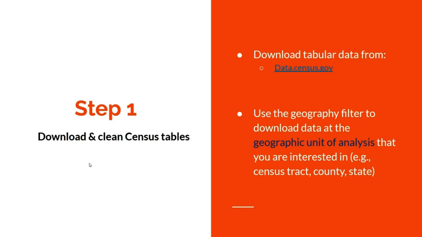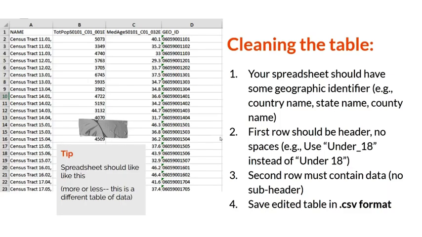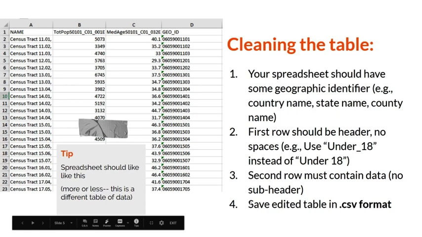steps briefly, and you can screenshot this and come back to it later on, but we'll be using data.census.gov. And we'll be filtering using the geography filter to limit our data to census tracts. And remember the cardinal rules of cleaning your table. We have to find the geographic identifier and make sure that it's in the same format, usually text, in both the shapefile and the table of data. The first row has to be a header with no spaces, and the second should contain data, not a subheader. And then we'll have to save in CSV format.